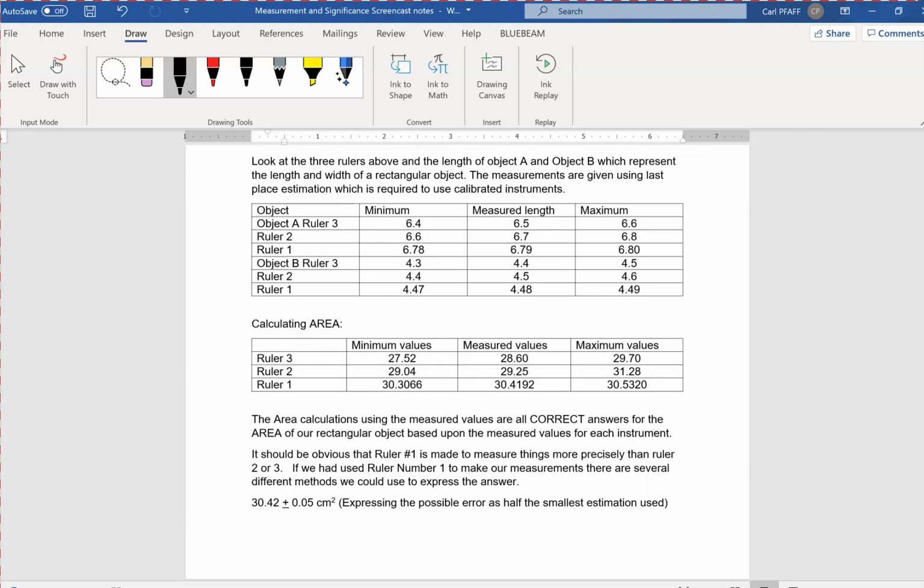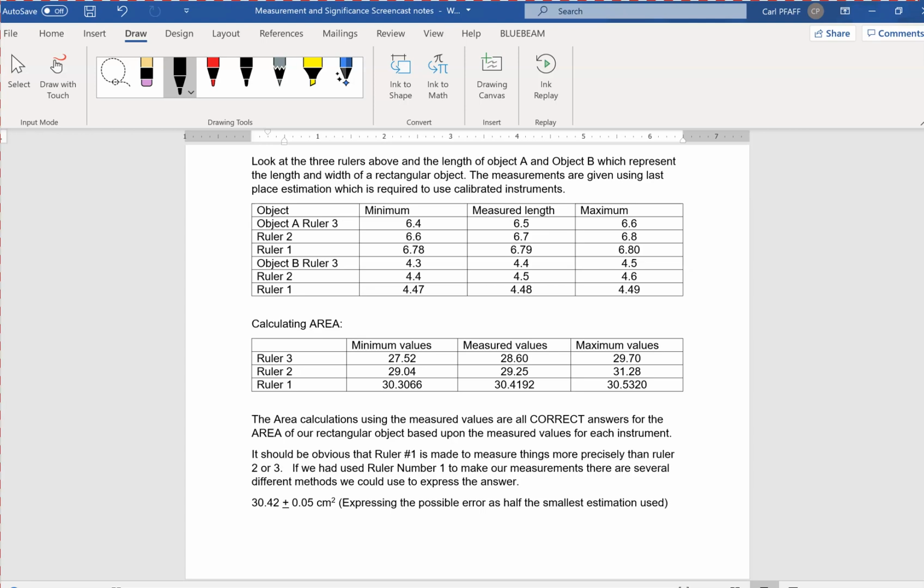Now, when we get that answer, looking at using ruler number 1, because it's obviously made to measure things more precisely than ruler 2 or 3. When we get our answer in our calculator, 30.4192, how would we express that answer to somebody who was asking us, hey, what's the area of this paper?